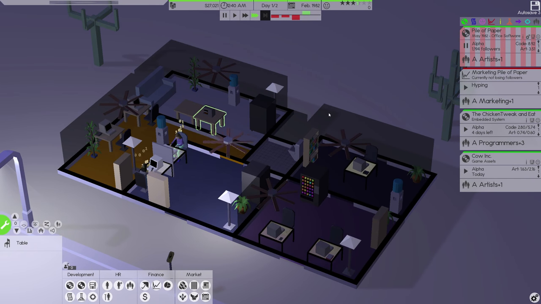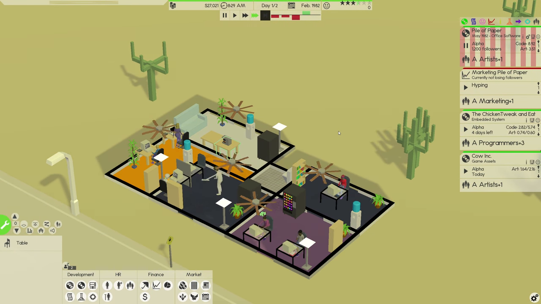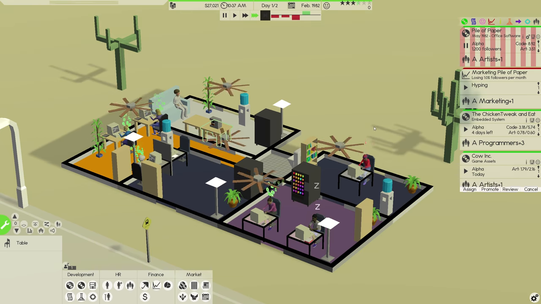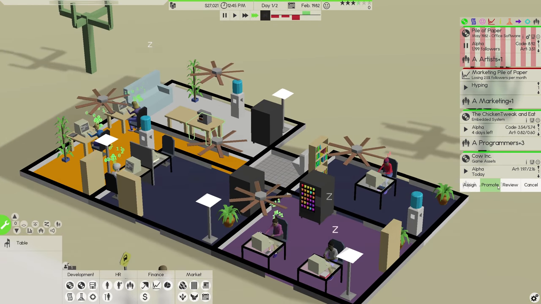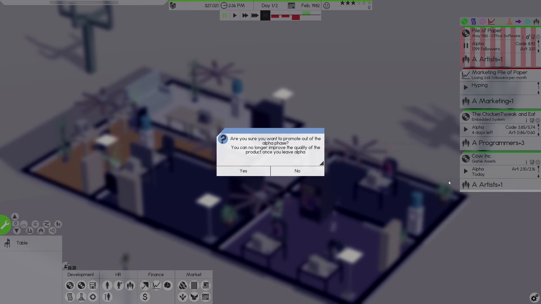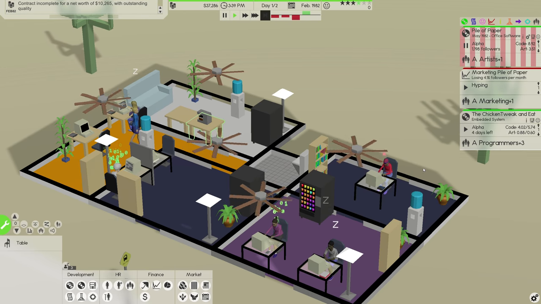Usually the game gives you a day or so to manage your balances, but I don't even want to use that because I really don't want to go bankrupt. Happened too many times, so I'd much rather play it a little bit safe than, you know, risk it totally. All right, time to promote our game asset alpha there. And another 10,000 bucks, nice.